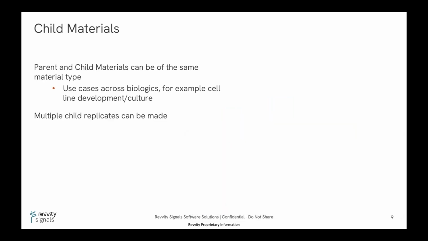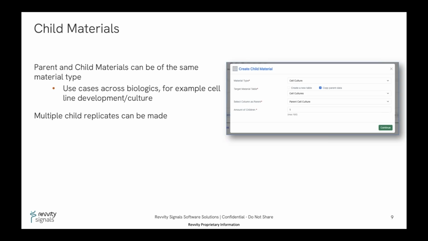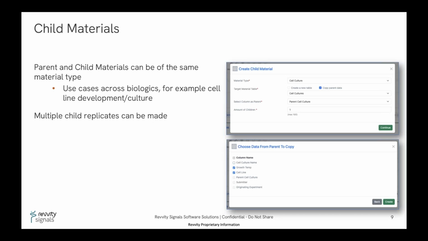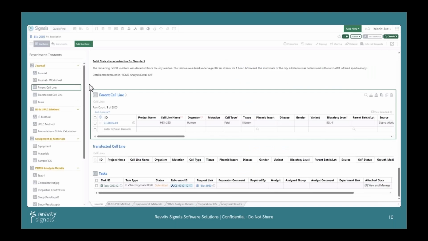We've also been making some updates to materials. And as someone with a background in bio who had to create a bunch of cell lines, this was really exciting for me. We've had the addition of parent and child materials that can be of the same material type. So if you're generating a cell line, for example, you can create multiple replicates of a child material very easily under that parent material. So let's see Marie show us how to do both of those things.